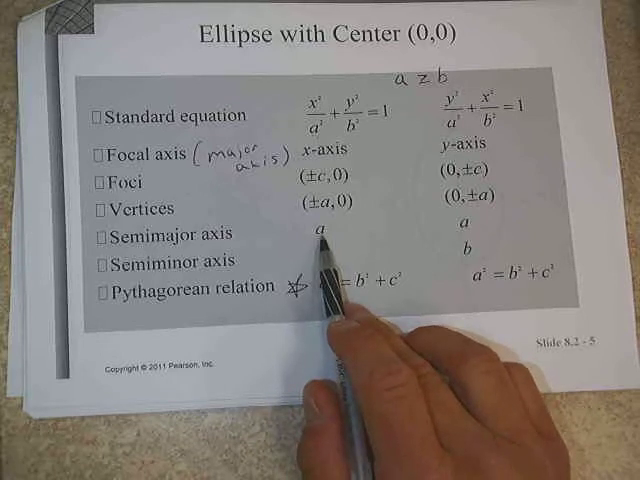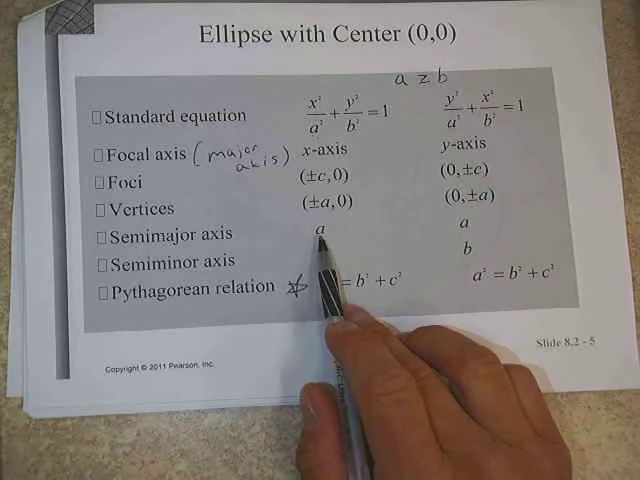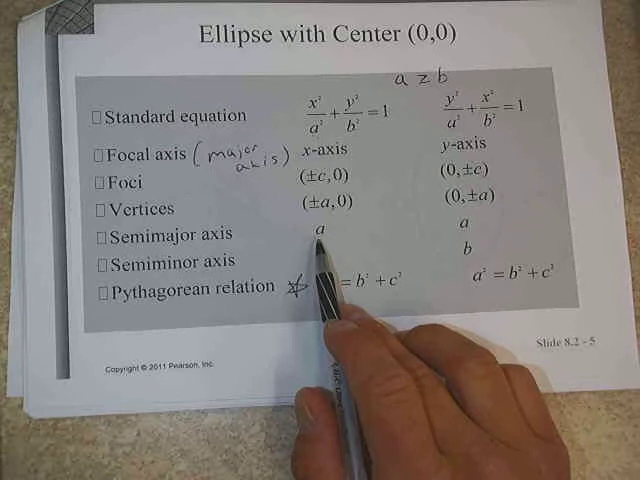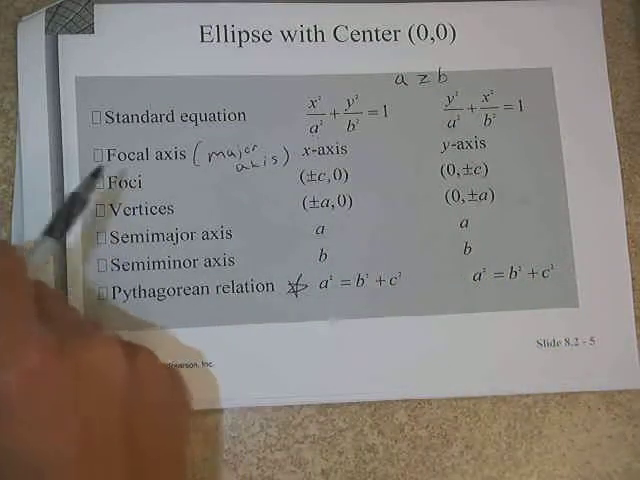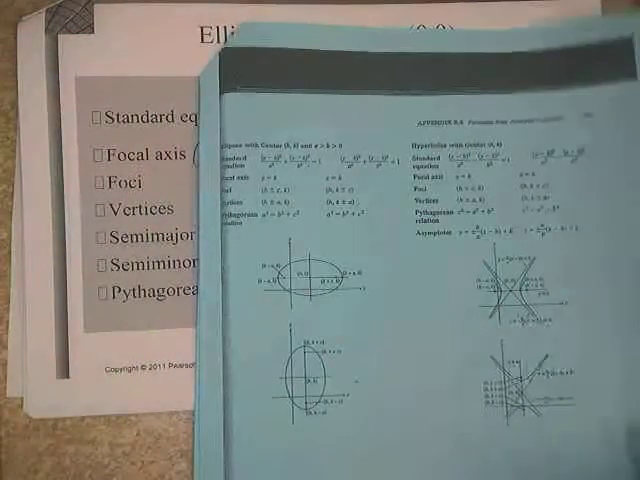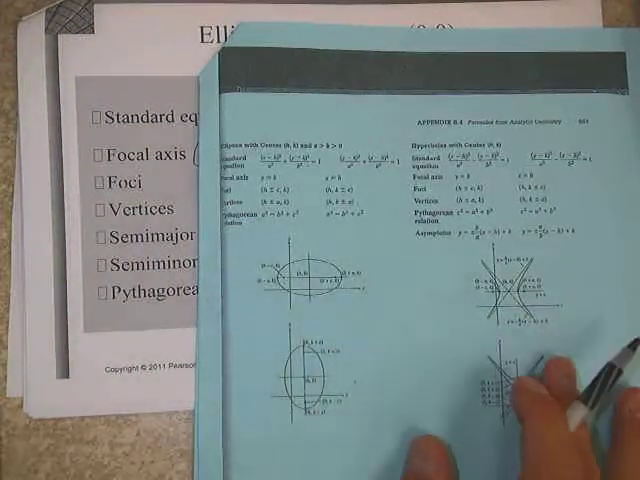The other two parts here talk about the semi-major axis and the semi-minor axis. Okay, when we say semi, we mean half of. So half of the major axis is going to be the A value. Half of the minor axis is going to be the B value.